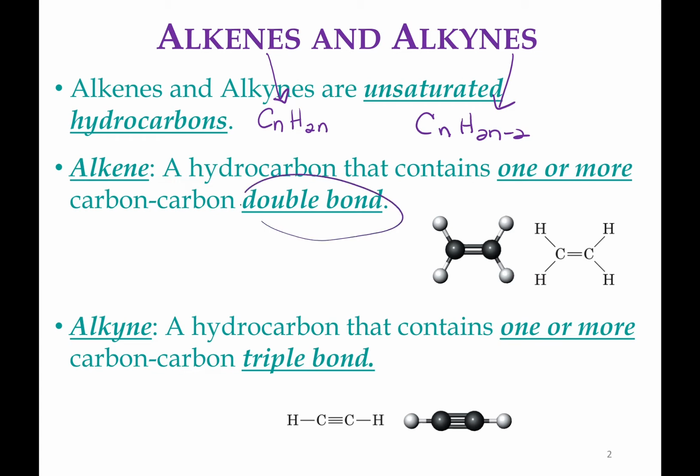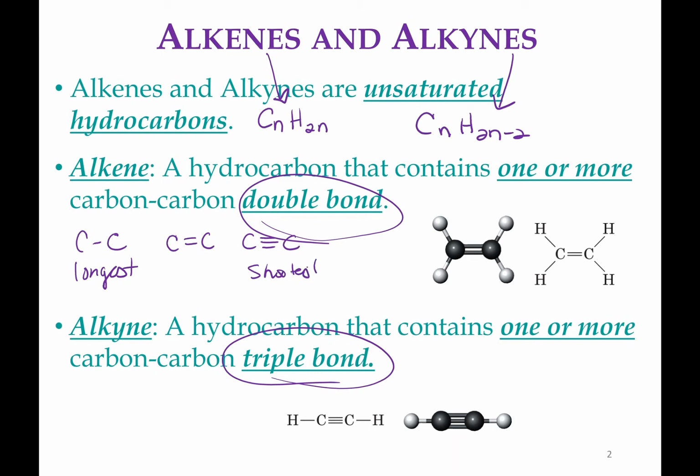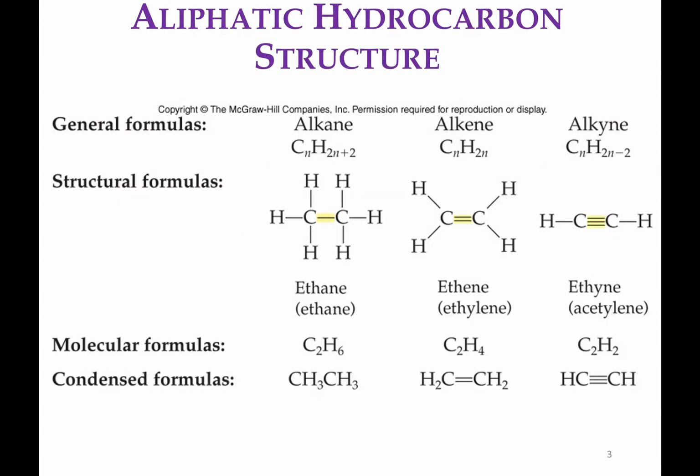Alkenes contain at least one double bond. Alkynes contain at least one triple bond. I don't know if you remember this from Gen Chem, but let's go over this to make sure. Carbon-carbon single bonds are the longest, and double bonds are the middle, and carbon-carbon triple bonds are the shortest because they're like springs. As they go out and come back, the more that we have, the tighter and stronger they're going to be held closer together. So these are the general formulas.